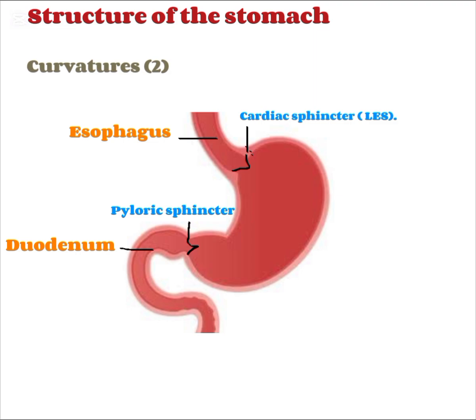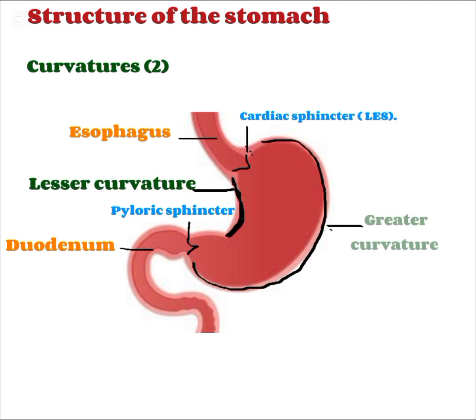Stomach has two curvatures, lesser curvature and greater curvature. Lesser curvature is the shorter, concave, and forms the medial border of the stomach. Greater curvature is the longer, convex, and forms the lateral border of the stomach.